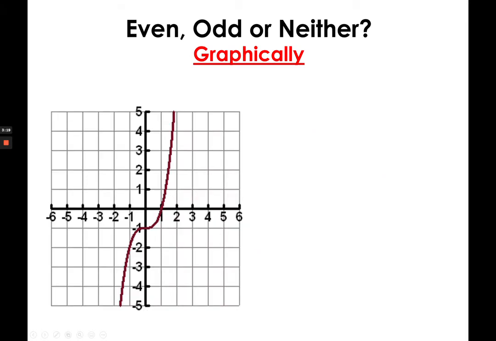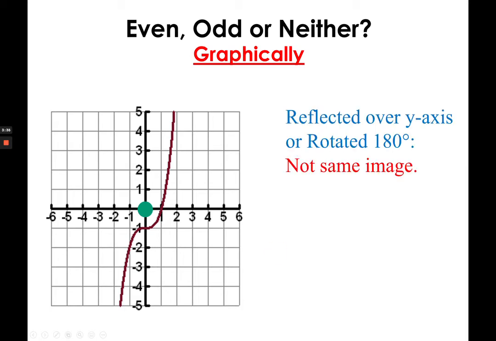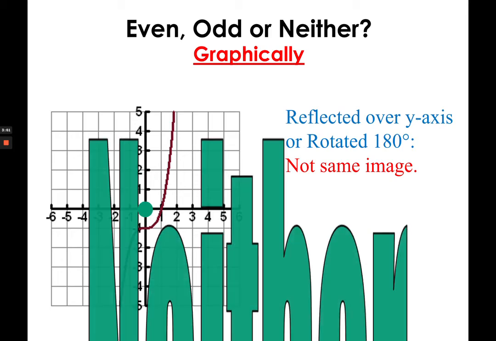Let's try another. Now, if it is impossible that it will have a reflection over the y-axis, then it is a case of neither. It is not a reflection over the y-axis, and it's not the same image when rotated 180 degrees, then it is a case of neither odd nor even.